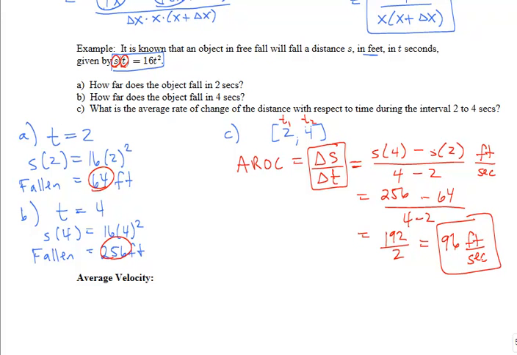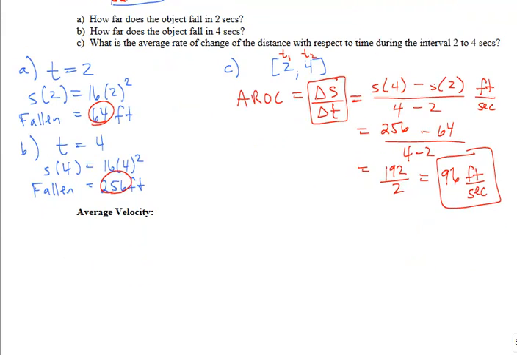And in physics, this has another name. Instead of calling it an average rate of change of distance with respect to time, that gets a little bit lengthy to say, we just call that average velocity. So average velocity of this object is 96 feet per second. It was how fast the object fell over the time interval 2 to 4 seconds. So it's like a speed, it's a velocity, but it's over an interval of time.